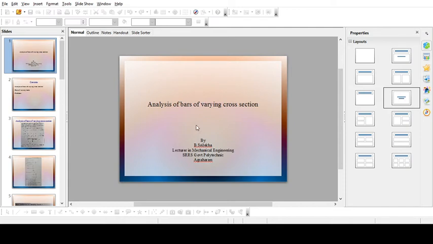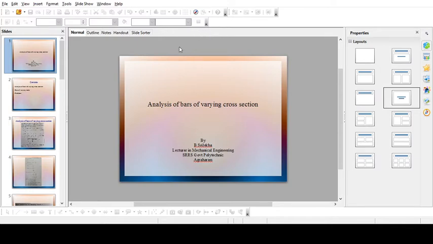So P by A1 into E1 plus P by A2 into E2 if it is a different material. So let us see the next one. In this manner, for the first section, I am taking stress is equal to load by area of that first section. So sigma is equal to P by A1. So sigma 1 equal to P by A1.